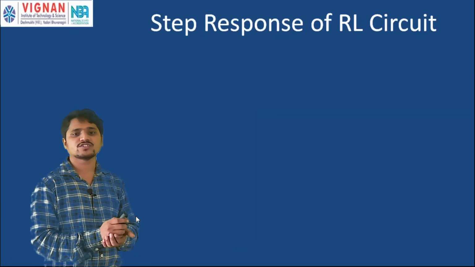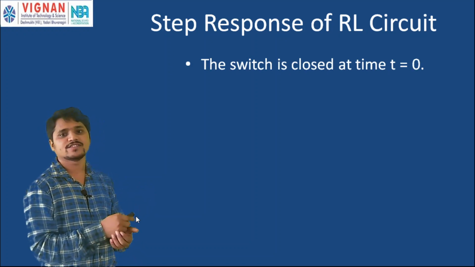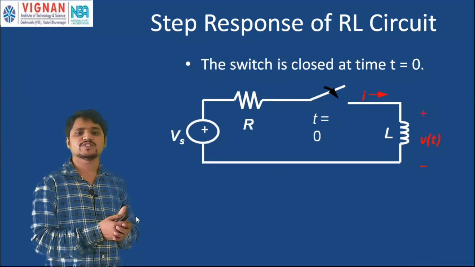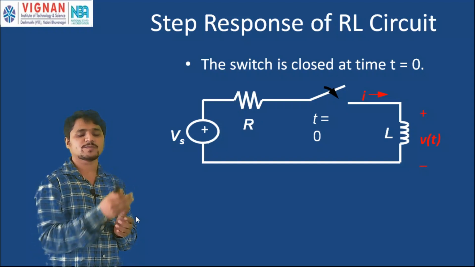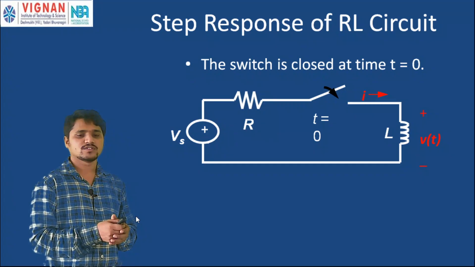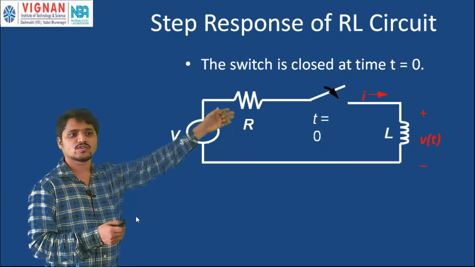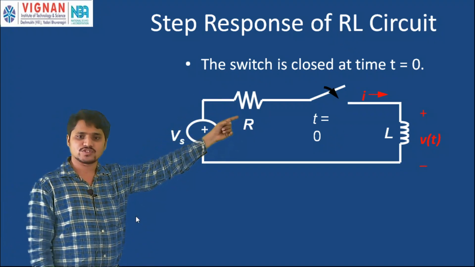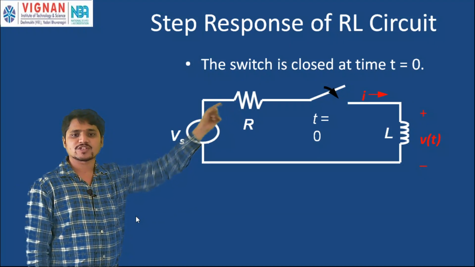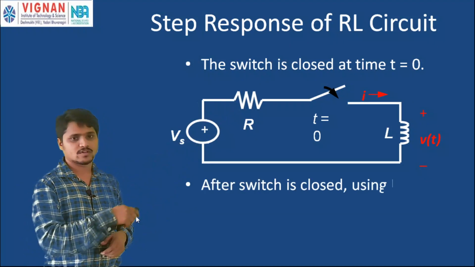So the first one is the step response of the DC RL circuit. Now see, step response means when we apply the step input, the response we are calling a step response. So here the switch is closed at t equal to 0. Then what is the step response of the circuit?